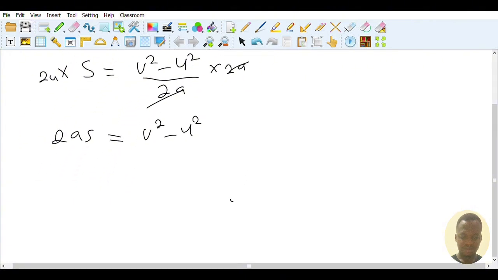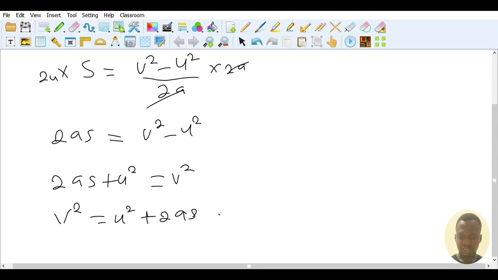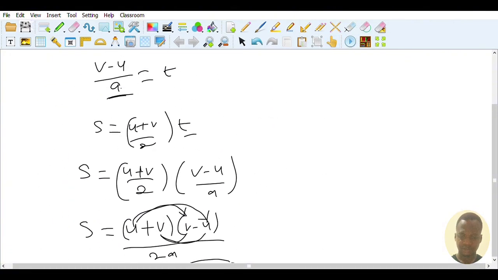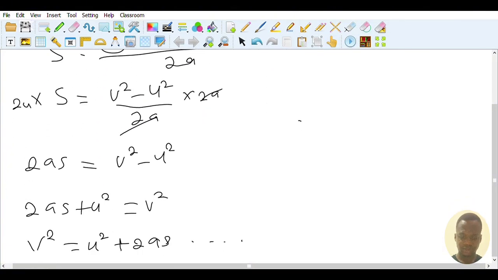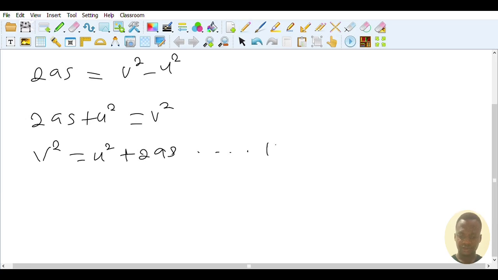If we make V squared the subject of the equation, we're going to have 2AS plus U squared is equal to V squared. So we can write this as V squared is equal to U squared plus 2AS. That's equation 4.